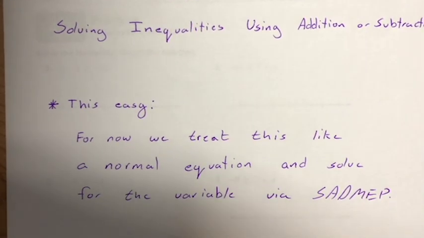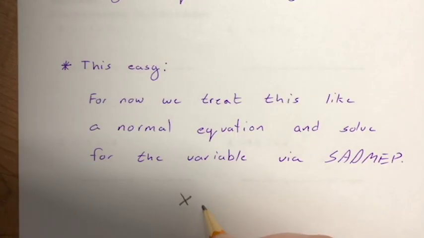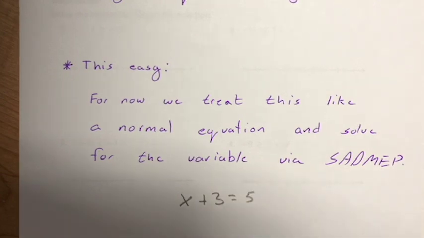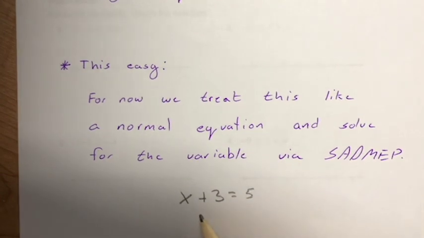So just to give you something really simple, if I were to give you the equation x plus 3 is equal to 5, your job is to solve for x. So how do you do that? We subtract 3, and we do that on both sides. So what do we get? x is equal to the number 2.